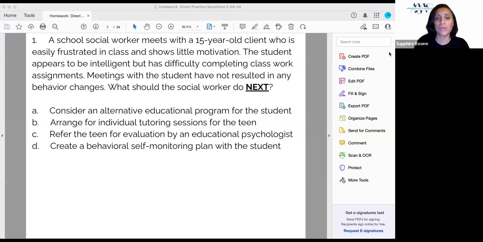I am also going to allow you to come off mute just in case you need to explain something. But if possible, let's keep using the chat, but just wanted to give you an option. As it looks like most people did get it right, but let's go over this one. What does the social worker do next?